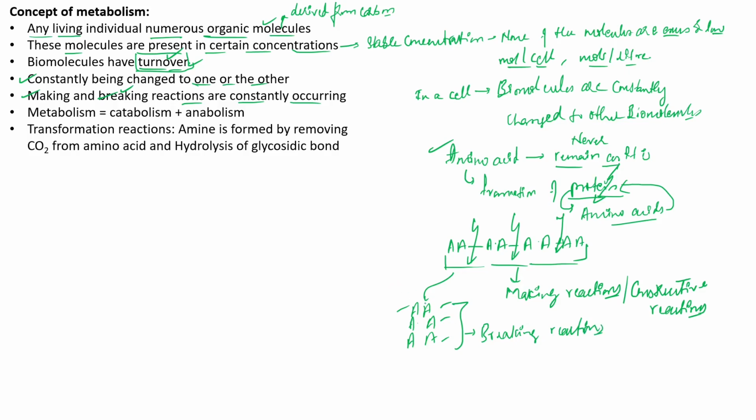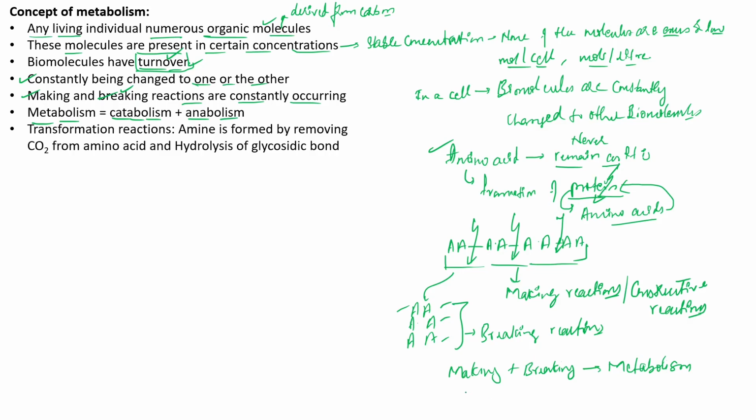So collectively we can say that the making kind of reactions and the breaking kind of reactions, the sum of these two kinds of reactions, are called metabolism, right? That is what they have mentioned here. Metabolism is a sum of two types of reactions: the catabolic reactions and the anabolic reactions, right?